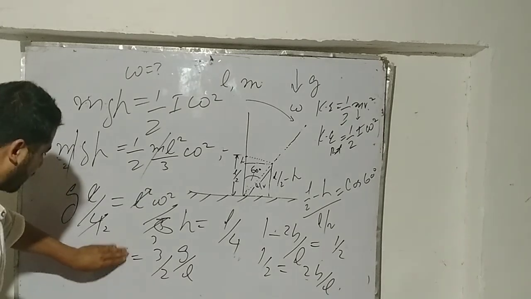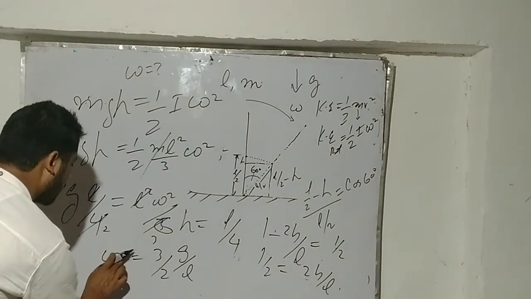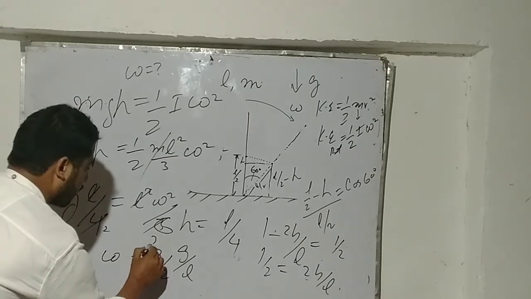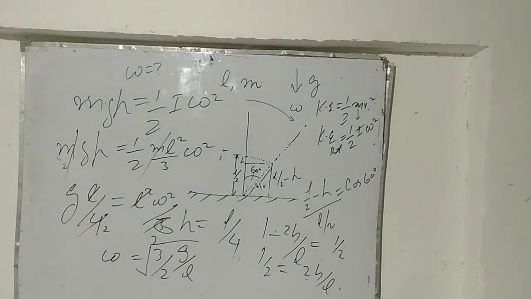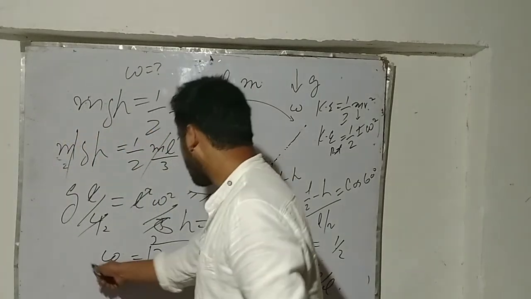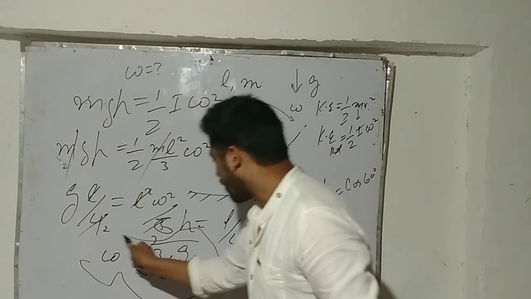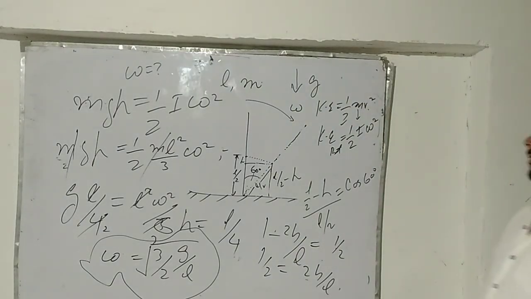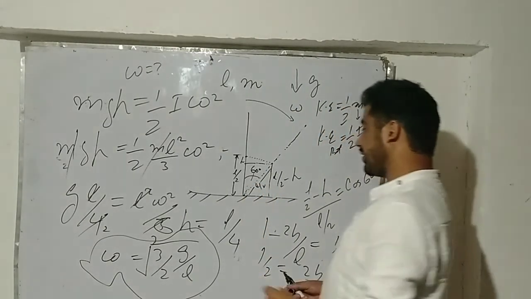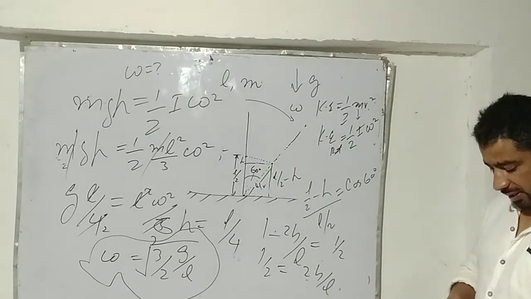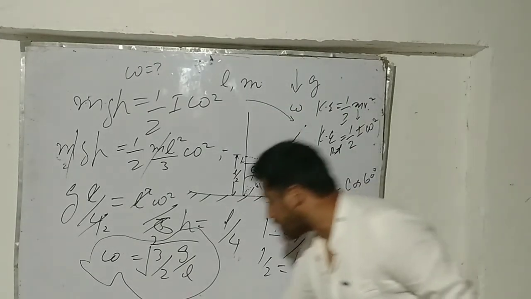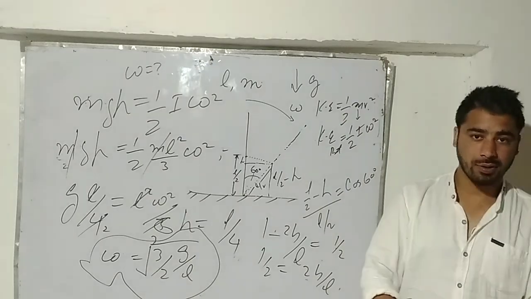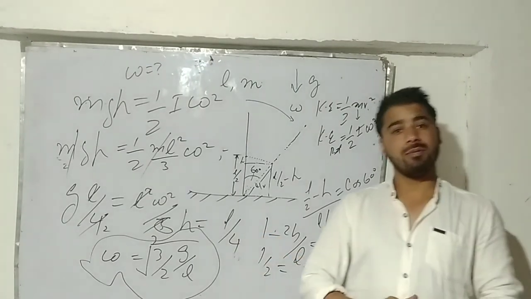After transferring this here, I will get 3/2 g over L. This was the demand of the question: what will be the angular velocity of the rod at the moment when it makes an angle of 60 degrees with respect to the vertical. By this way my problem ends here. This was all about this problem. Thank you.